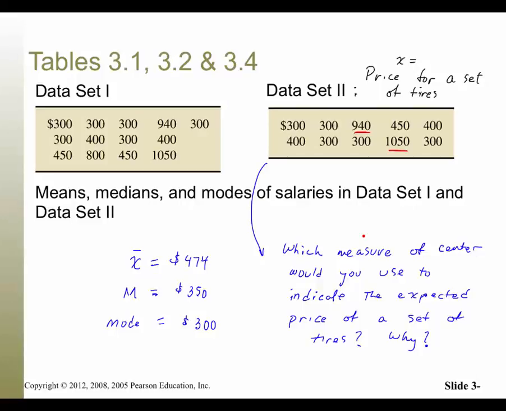So you wouldn't expect to pay $500 for a set of tires. It's more likely you'd expect to pay $300 or $350 or $400, somewhere in that range. That's more what you would expect. And it's these two very high values that are skewing the data, pulling the mean.